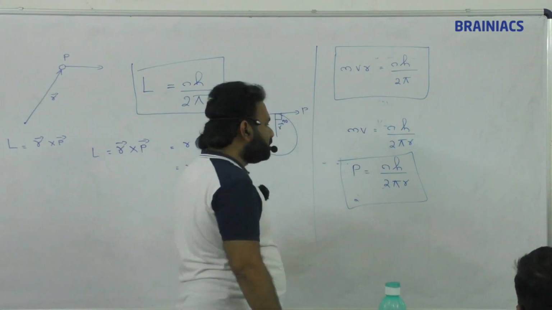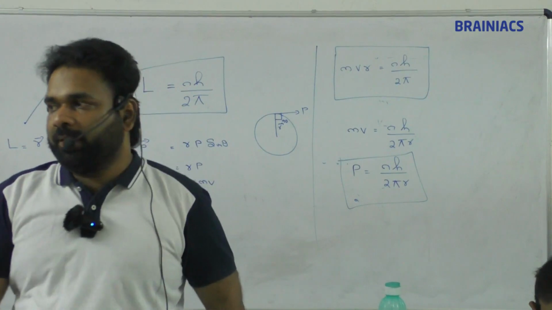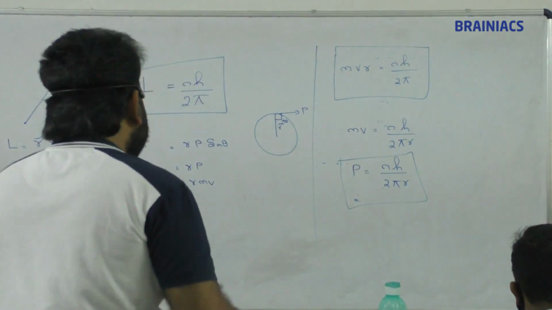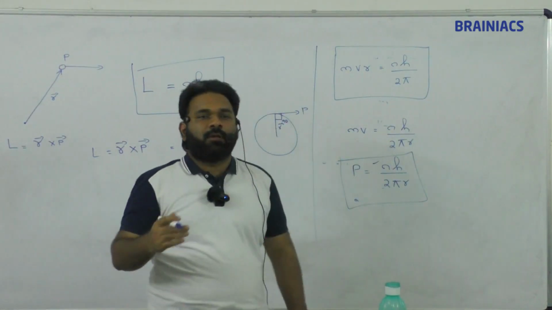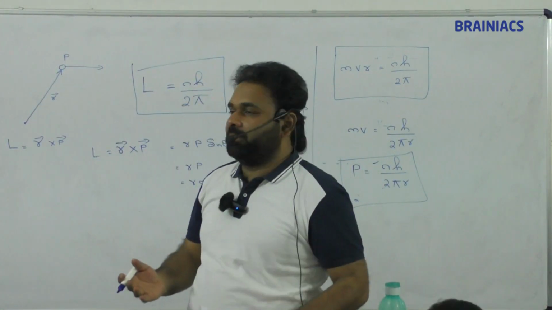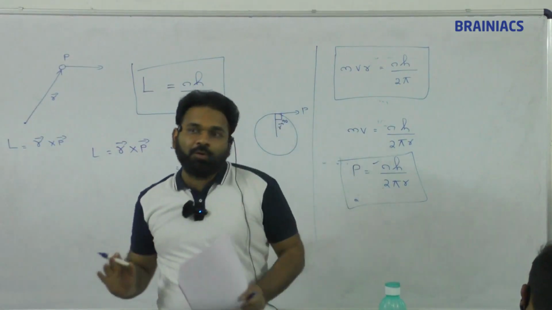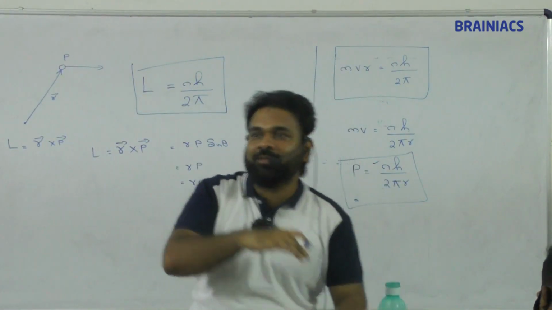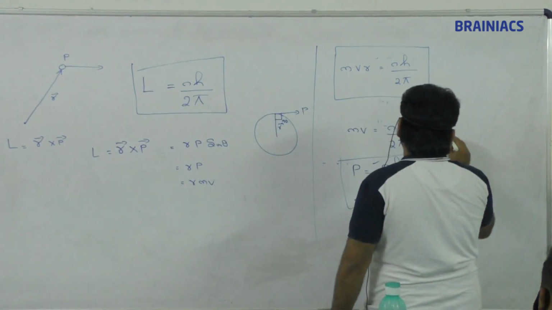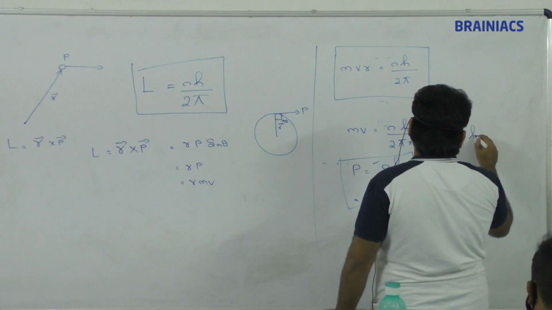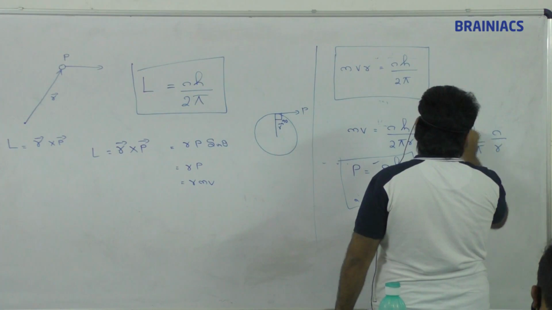h by 2 pi is a constant. This n can change, no? Number of orbits: when the electron jumps, n will change. When the electron jumps back, n will change. When the electron jumps, the radius will change. When it jumps back, the radius will change. So we can write it this way: P is equal to h by 2 pi into n by r.